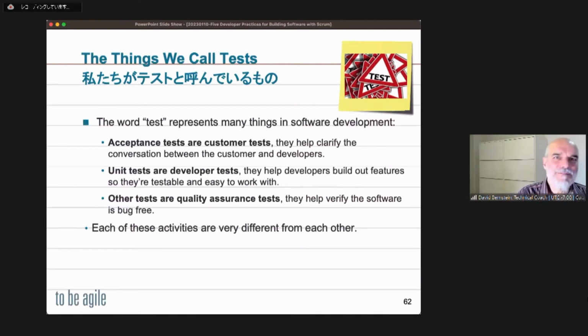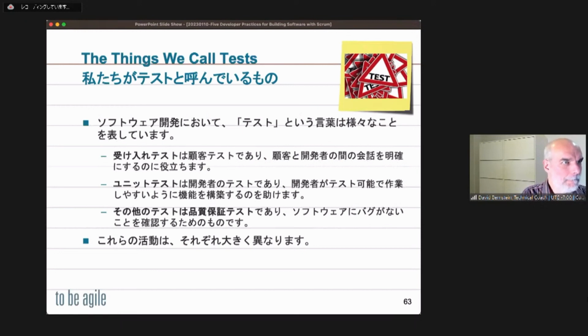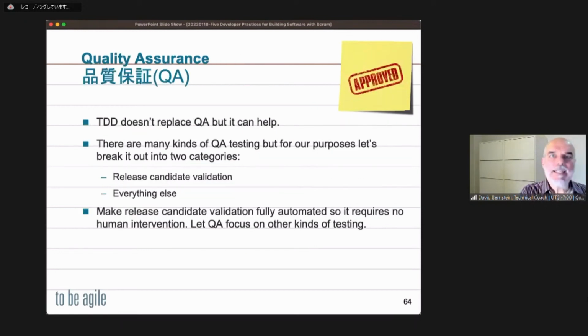And when we think of TDD from that perspective, it gets much clearer on how to build the right tests for the behavior that we want to create. So TDD is not about putting QA out of a job.